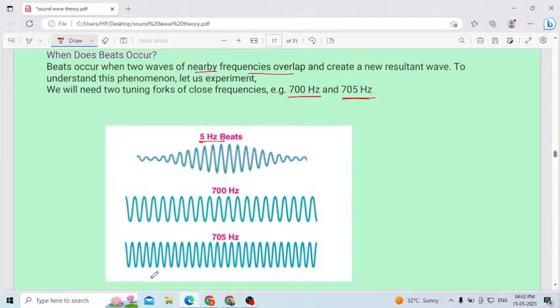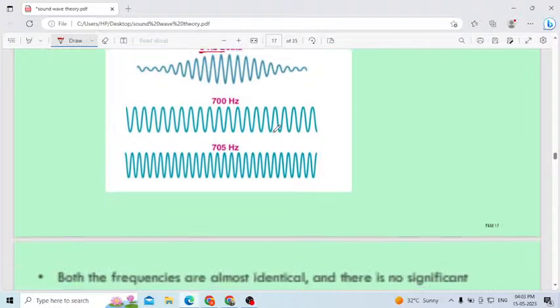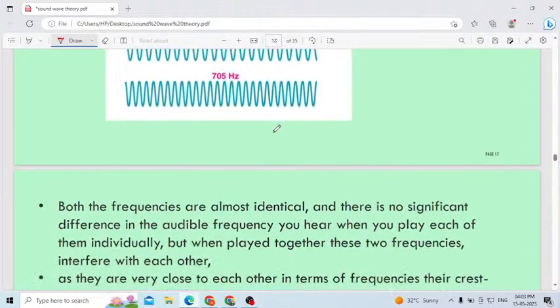Consider two tuning forks. One is producing 700 hertz, another one is 705 hertz. Both sound at a time. Both frequencies overlap, then it will produce a beat. That beat has a frequency equal to the difference between the waves, that is 5 hertz. That you have to remember.